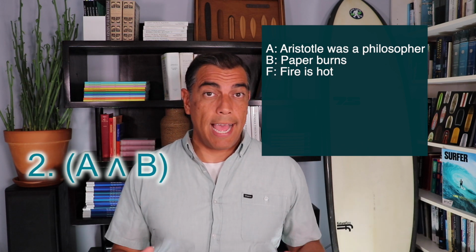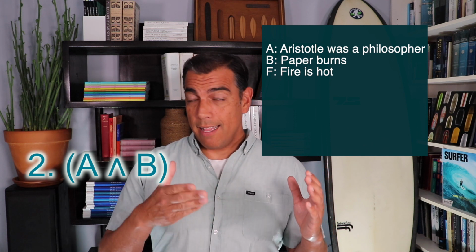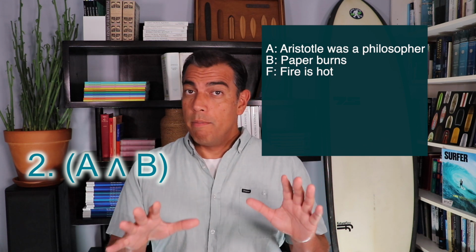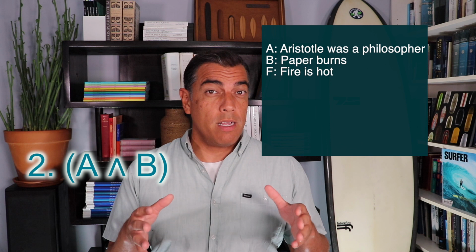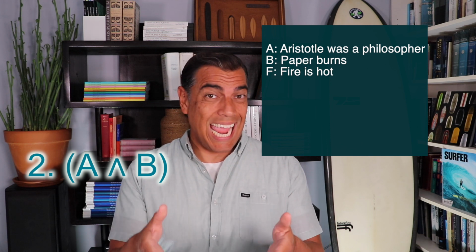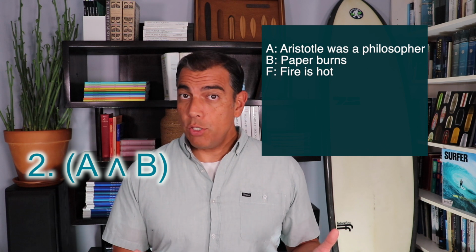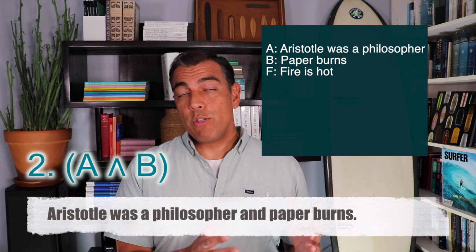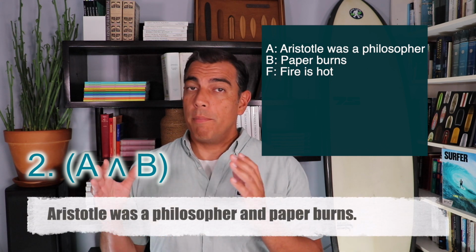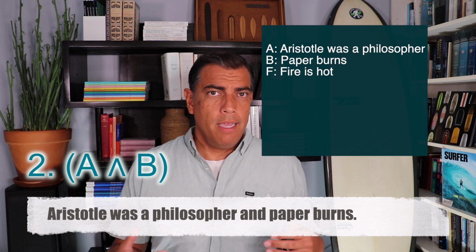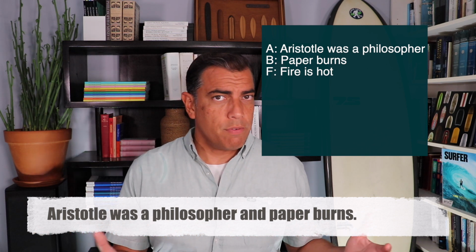Number 2, we have those parentheses, A and then the caret symbol, and B. I guess I didn't say this before. We're going to pronounce that caret symbol as and. So A and B. And translating that into English, we get something like Aristotle was a philosopher and paper burns. Or maybe something like it is true that Aristotle was a philosopher and paper burns.